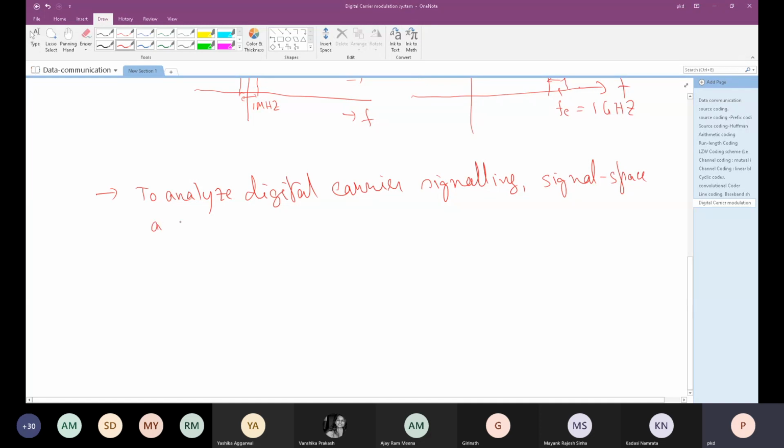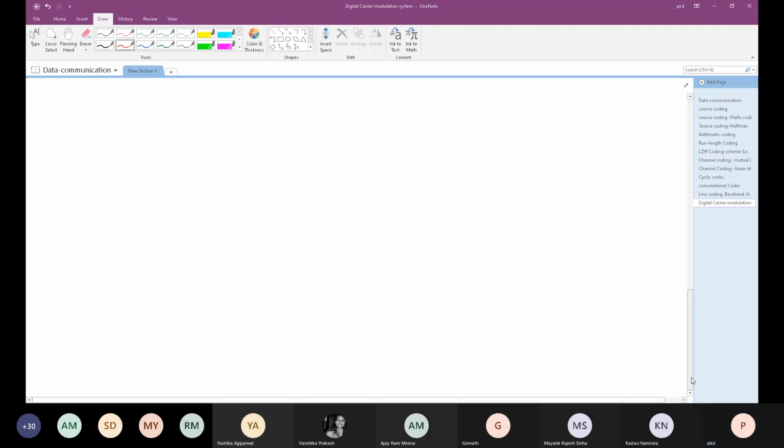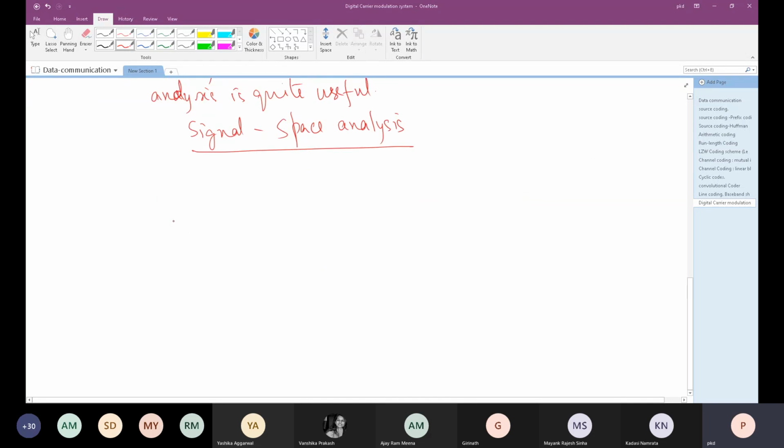Signal space analysis is quite useful. We will introduce very briefly signal space analysis. Signal space analysis is basically projecting any signal onto particular directions.